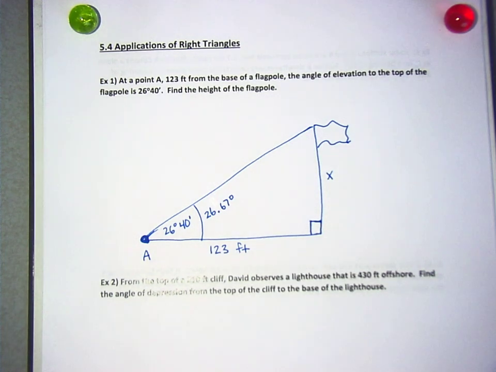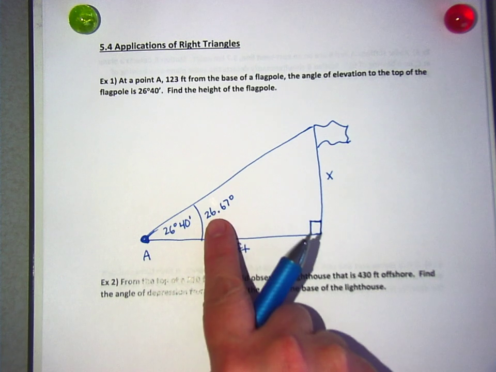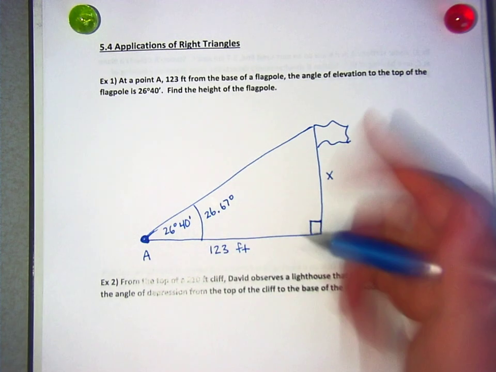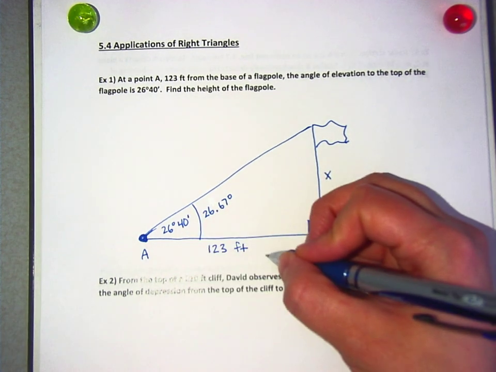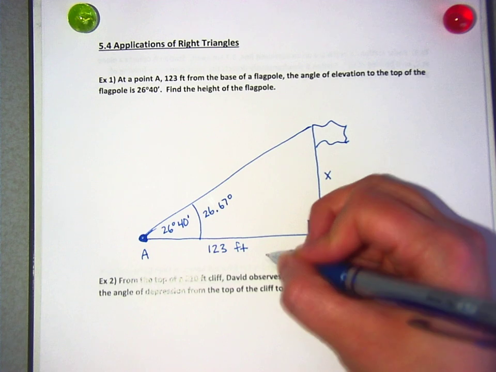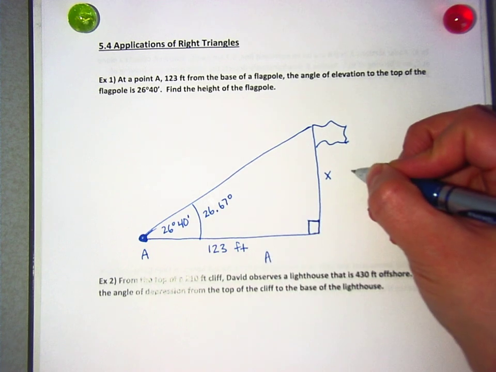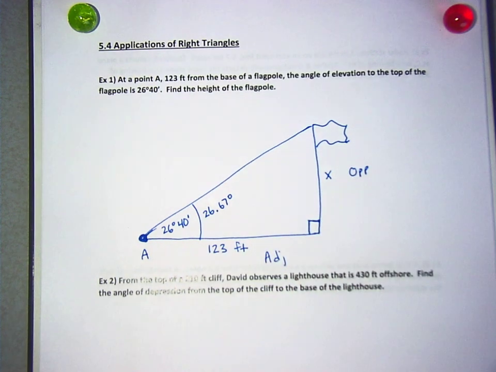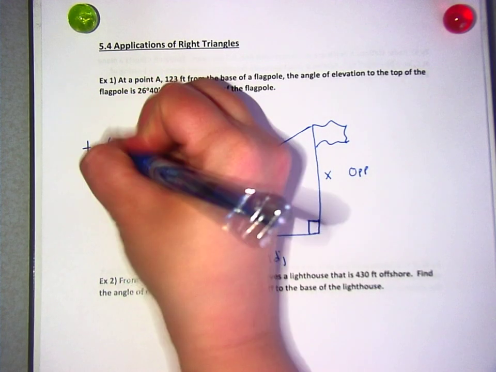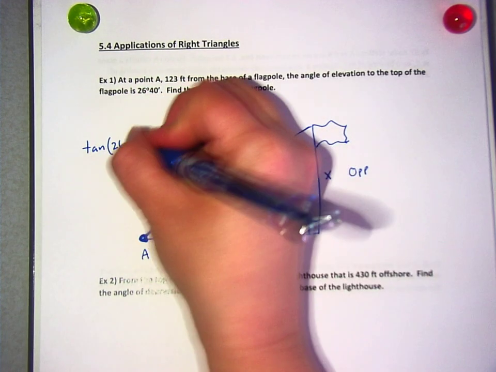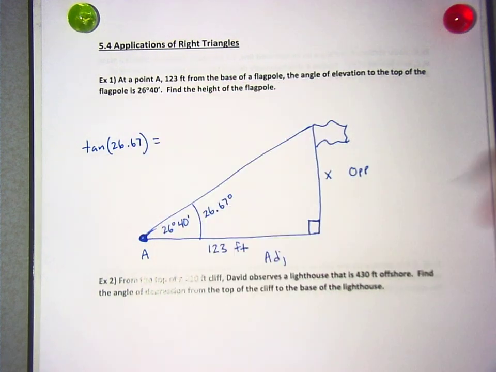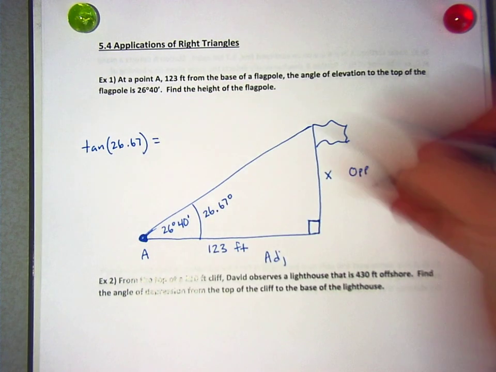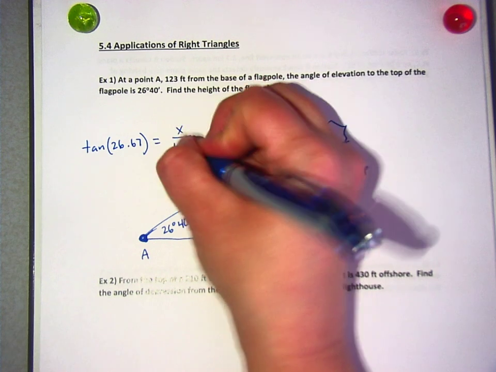All right, let's try it together. So what do we have? We got an angle here. This angle, this side is what? Adjacent. This side? Opposite. OA. What are we using? Tangent. Tangent of 26.67 degrees equals, let's see, OA, opposite over adjacent.